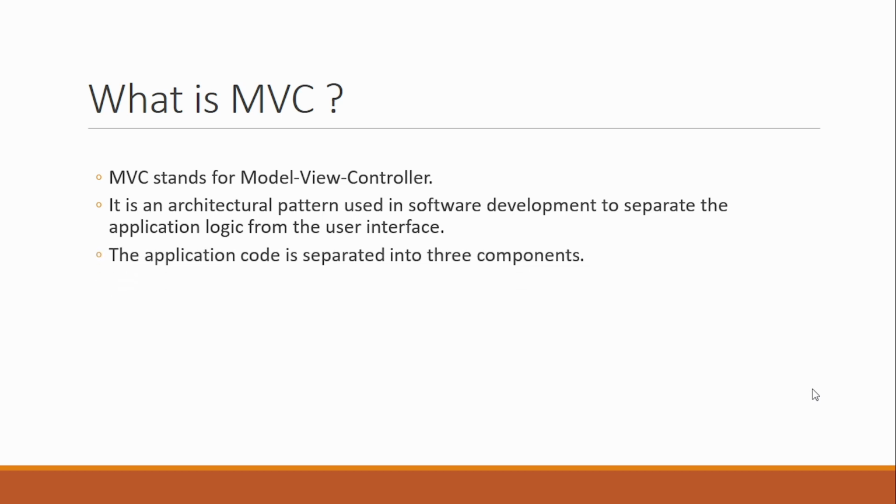And the application code is separated into three components. The model component is like the brain of the operation, handling all the data and business logic. The view component is like the face of the operation, presenting the data to the user in a visually appealing way. And the controller component is like the glue that holds it all together, coordinating between the model and view and ensuring that everything runs smoothly.